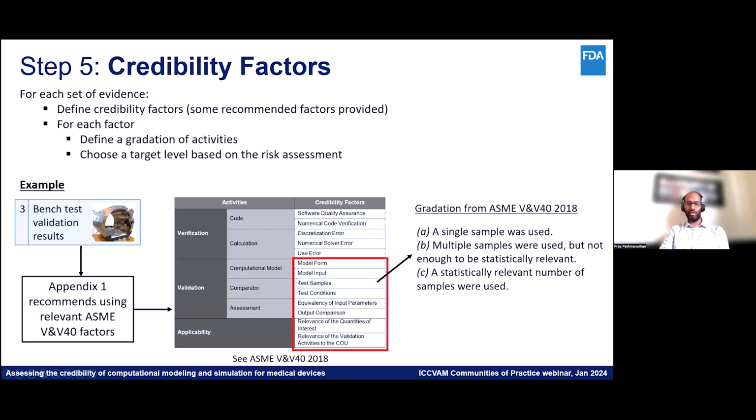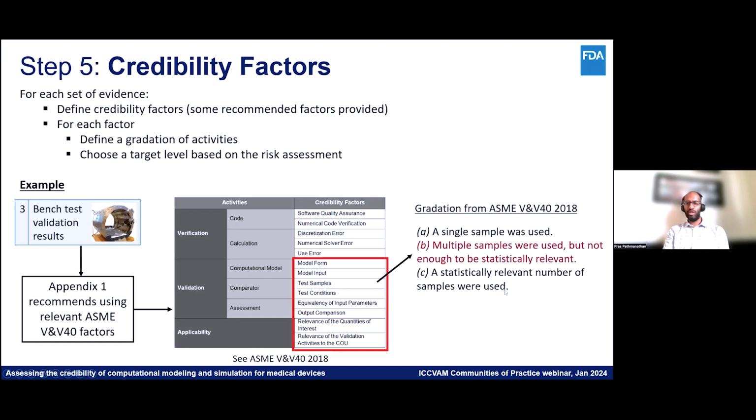So for a simple factor like test samples, or basically the number of test samples, a gradation could range from a single test sample. By test sample here, we're referring to the experiments performed for validation, and we're referring to the number of device samples that are used in those experiments, assuming it's a model of a device. So it could just be a single device sample or multiple samples or a large number.